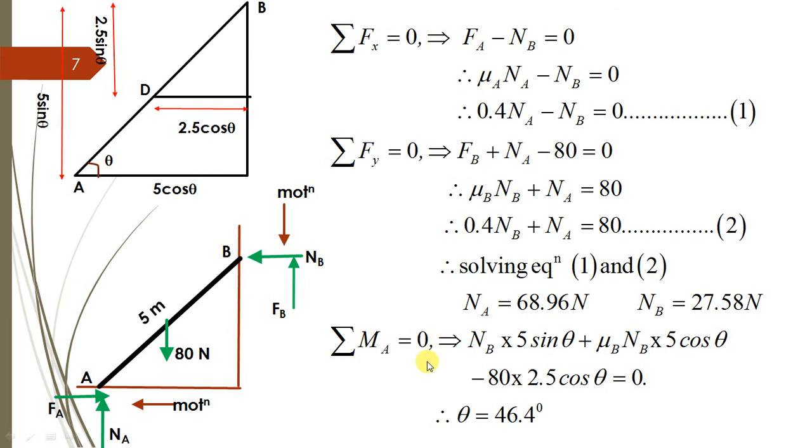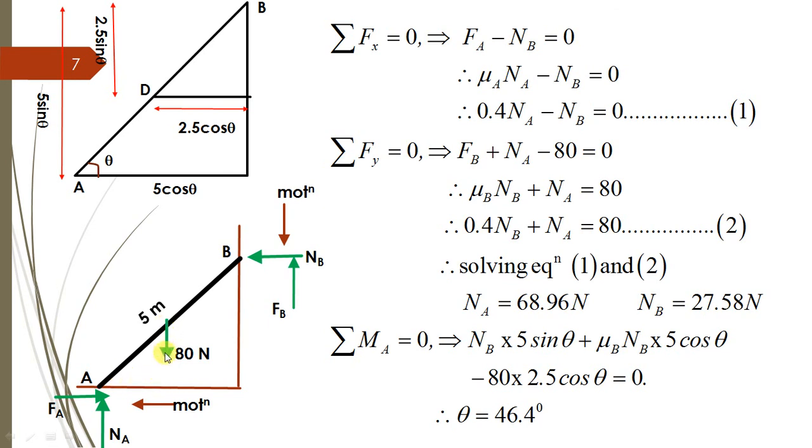So take the moment at point A. So Nb into this distance is 5 sine of theta. Then Fb, this distance is 5 cos of theta, as this angle is theta. So the horizontal distance is 5 cos of theta. Fa and Na, which are passing through point A, will not create any moment. Now the distance between the force and the point A is this horizontal distance. As this distance is 2.5, this horizontal distance is 2.5 cos of theta.